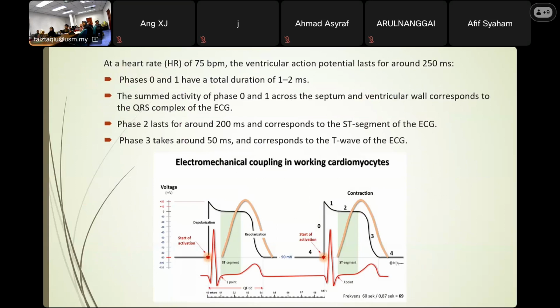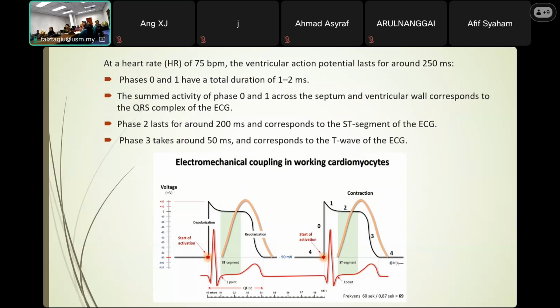So for an average heart rate of 75 beats per minute, the ventricular action potential lasts about 250 milliseconds. Phase 0 and 1 have a total duration of 1 to 2 milliseconds. The summed activity of phase 0 and 1 across the septum and ventricular wall corresponds to the QRS complex of the ECG. Phase 2 lasts about 200 milliseconds and corresponds to the ST segment. Phase 3, around 50 milliseconds, corresponds to the T wave of the ECG.